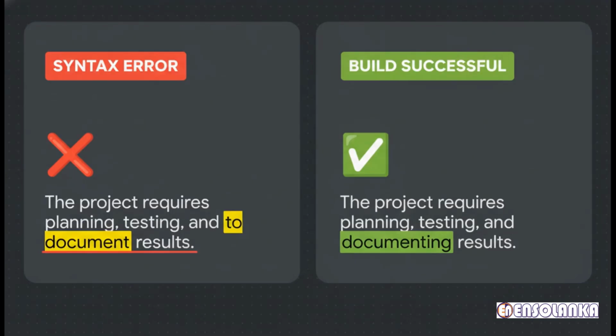Okay, let's look at that syntax error in action. On the left, we've got a mix of verb forms. Planning and testing are one type, but then it switches to "to document." It totally breaks the pattern. The corrected version on the right is so much better. It uses "documenting," so all three items match perfectly. It's just clean, efficient, and sounds way more professional.